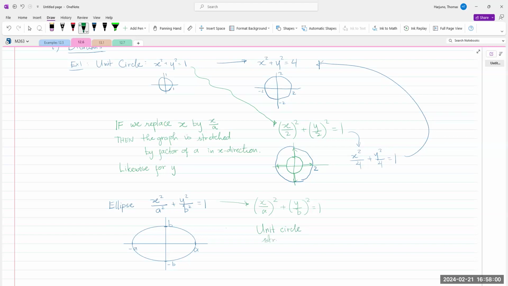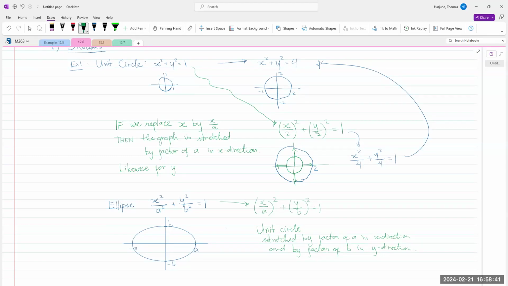stretch by a factor of a in the x direction, and by a factor of b in the y direction. Okay, so it's basically in line with what we learned before.